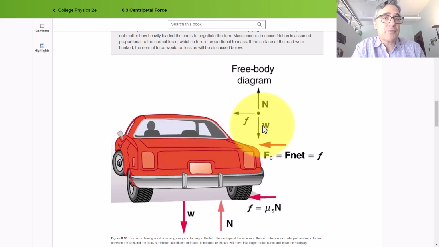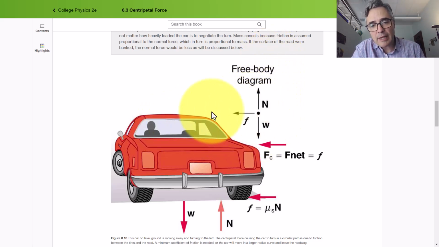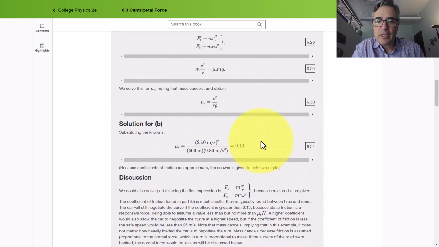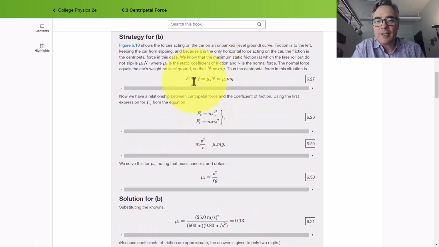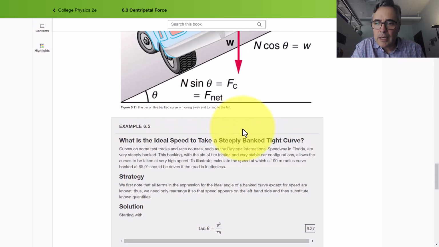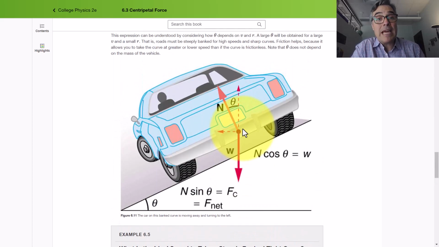The normal cancels the weight. There is no y component to the acceleration, but there is this leftward horizontal component, and that's given by the static friction. You can find out how fast you can turn without slipping by setting the static friction to be the maximum static friction when it's just about to slip. So that's what they do. Example 6.5 deals with banked curves.